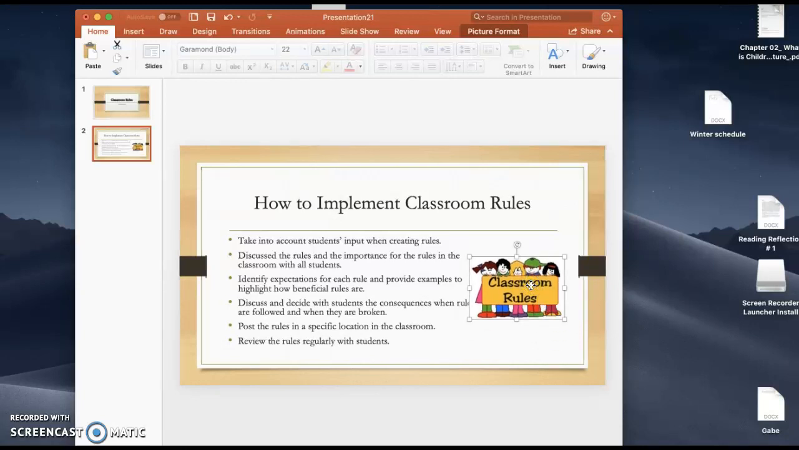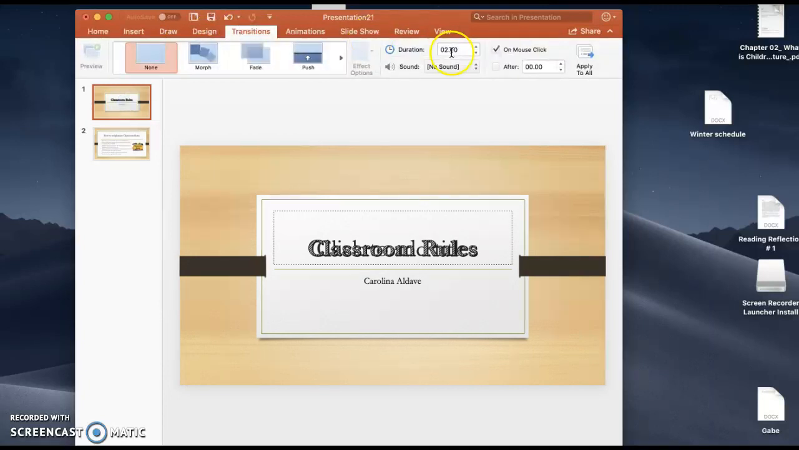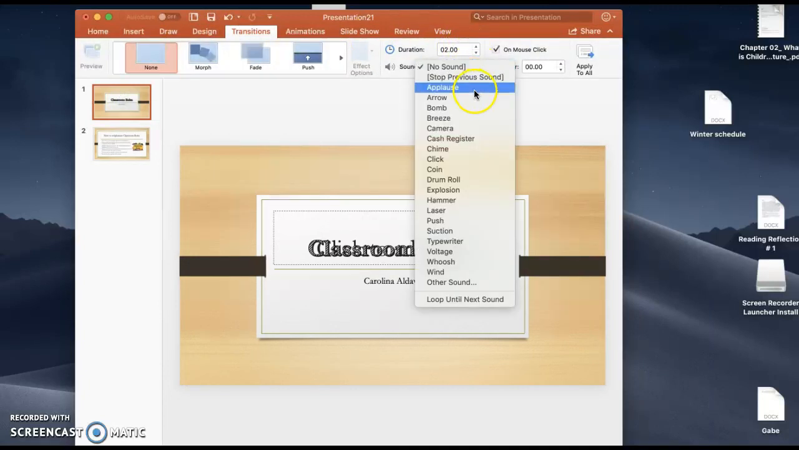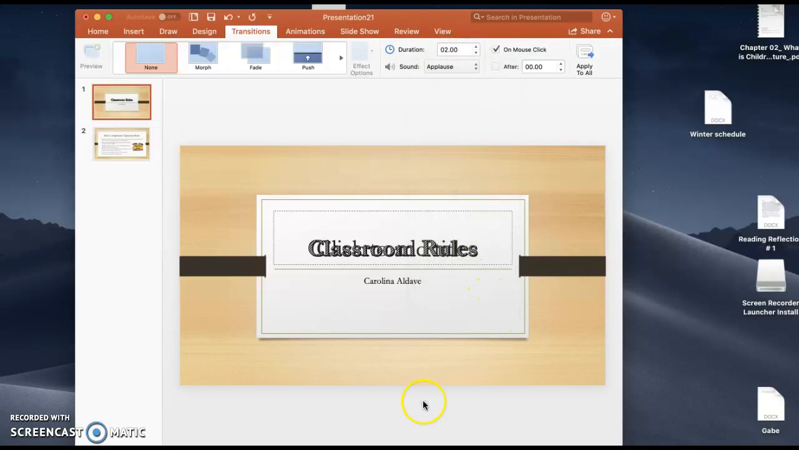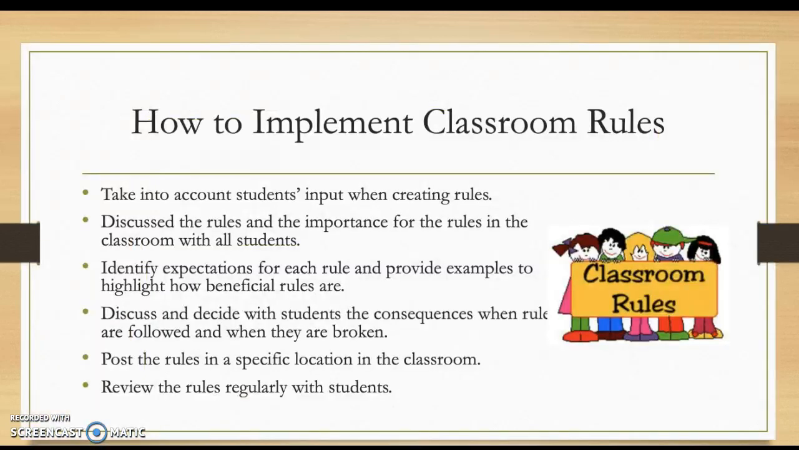Now, something that is fun, at the beginning of your slide, you can add sound effects. So let's go to wherever slide you want, for example, number 1 at the beginning, and you go to Transitions, Sound, Applause, and then let's check it out. And that's how you can make a fun slide.